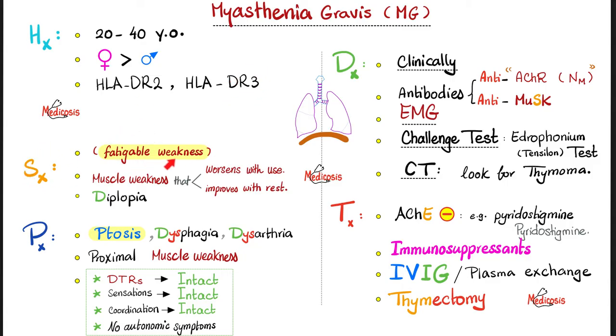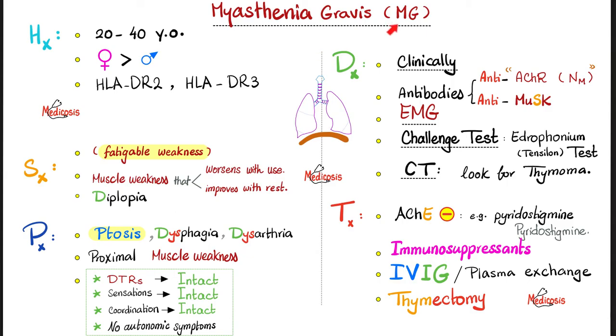Symptoms include fatigable weakness, meaning muscle weakness that worsens with use but improves with rest. Double vision is common, fatigue is common, bulbar symptoms are common, ptosis is very common. Myasthenia is a muscle disease. It's more proximal than distal. However, the deep tendon reflexes are intact. Sensations are normal. Coordination is normal. No autonomic symptoms such as orthostatic hypotension, erectile dysfunction, etc.